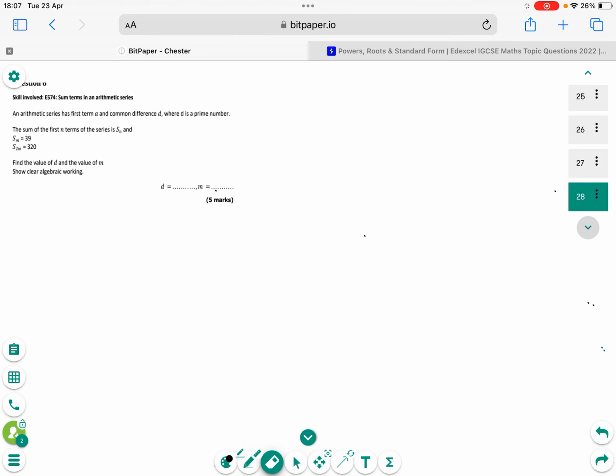All right, I just wanted to make a video on this question over here. An arithmetic series has first term a and common difference d, where d is a prime number. The sum of the first n terms of the series is Sn, and Sm equals 39, S2m equals 320. Find the value of d and find the value of m. So straight away, I know it's a sequence question. Arithmetic series, sequence, sum. So we're going to be using this equation.